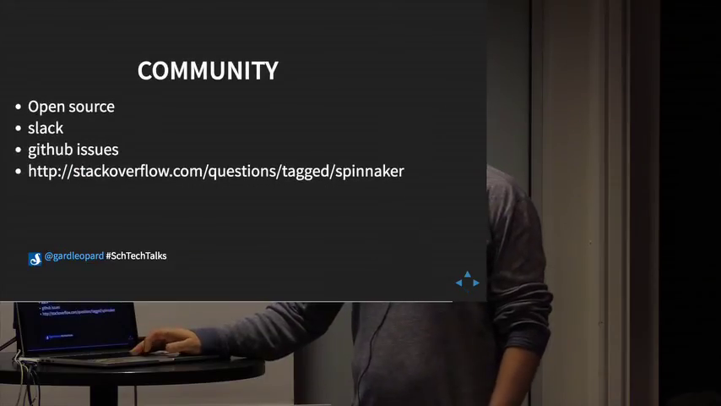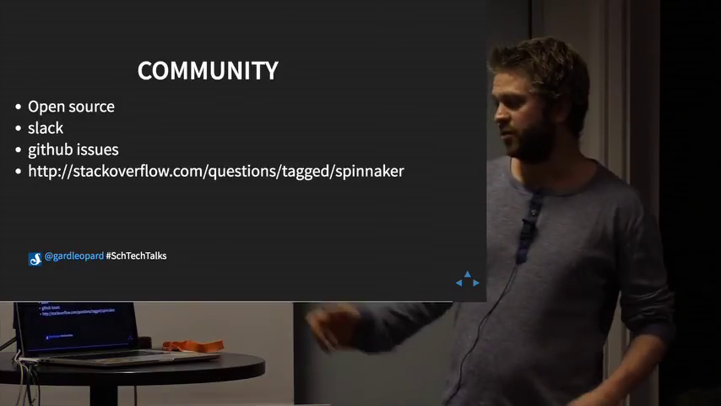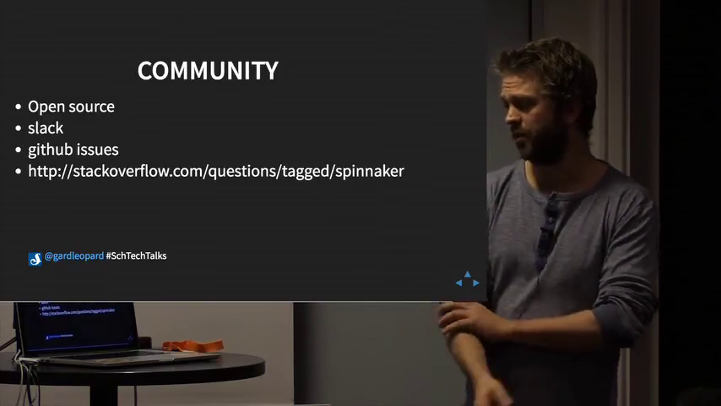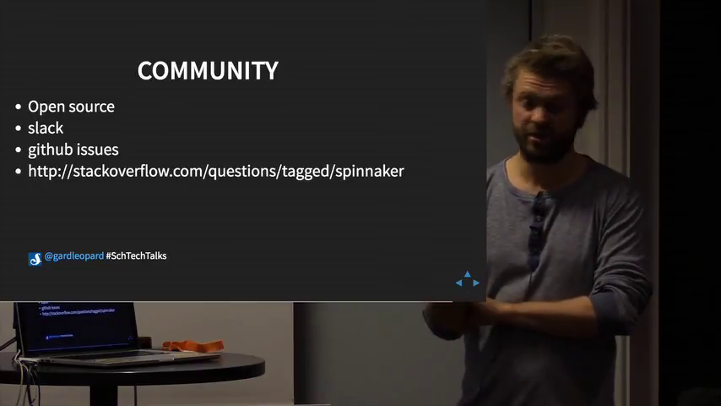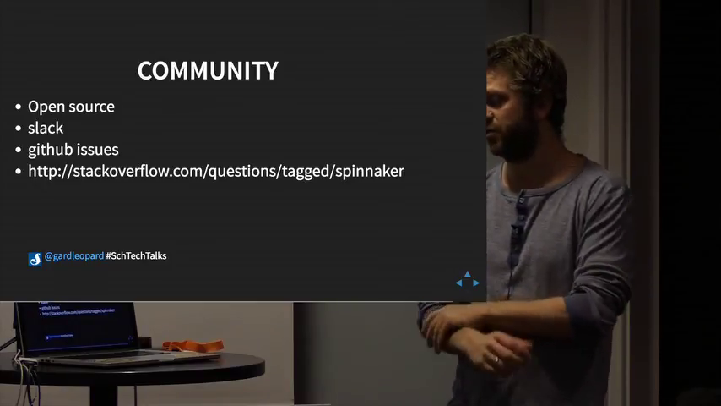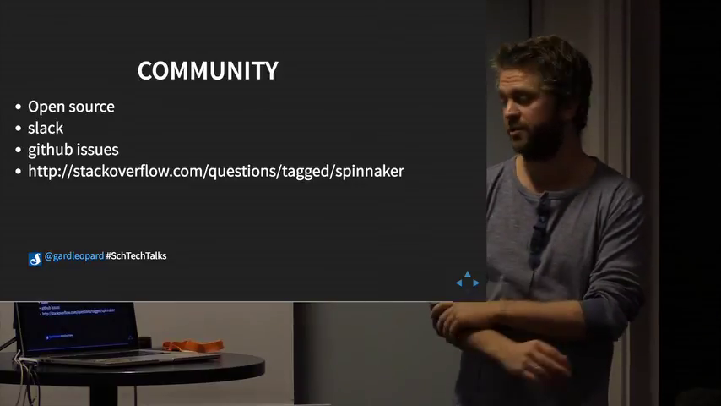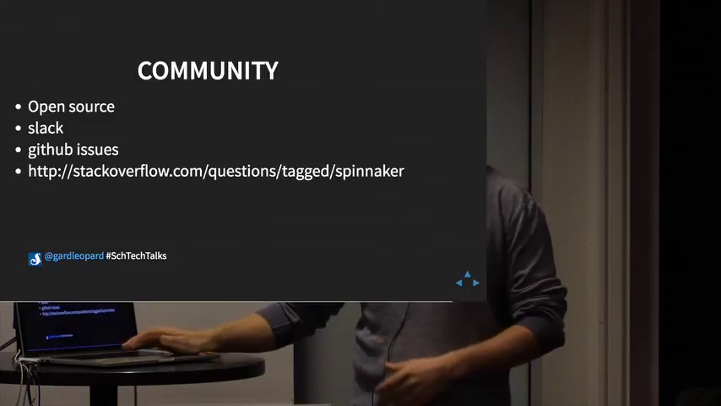So you can get the code and documentation on spinnaker.io. They have a Slack channel. You can ask questions on Stack Overflow, or you can post GitHub issues when you're working with Spinnaker. So there's many interaction points.